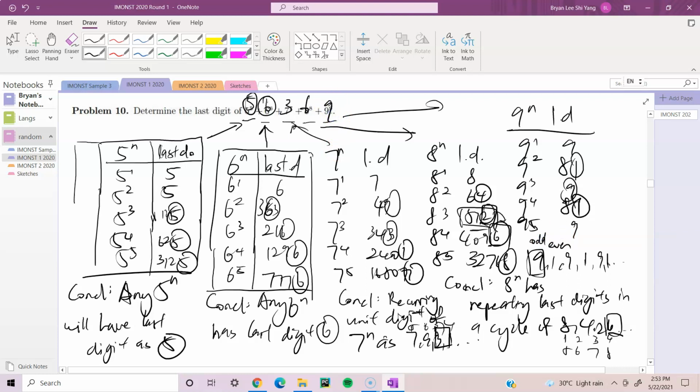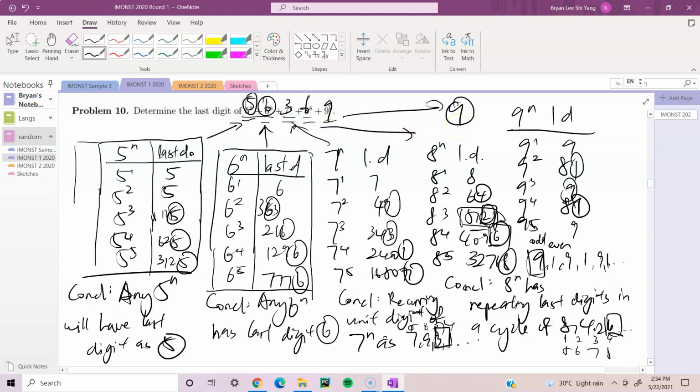So the last digit of 5 to the power of 5 plus 6 to the power of 6 plus 7 to the power of 7 plus 8 to the power of 8 and 9 to the power of 9 will just add up. We'll have 5, 6, 3, 6, and 9. We will get 11, 14, 20, and 29. So the answer to question 10 is 9.